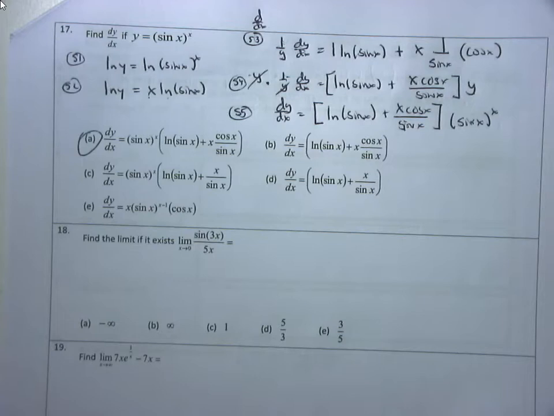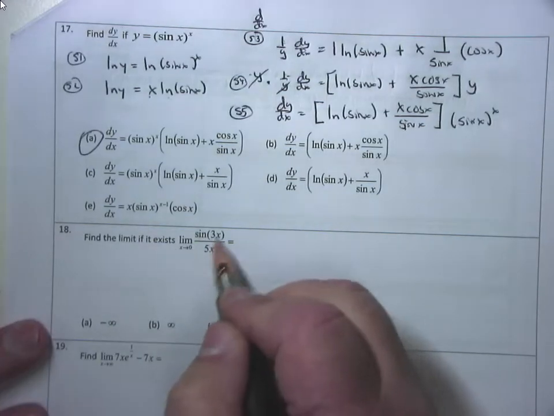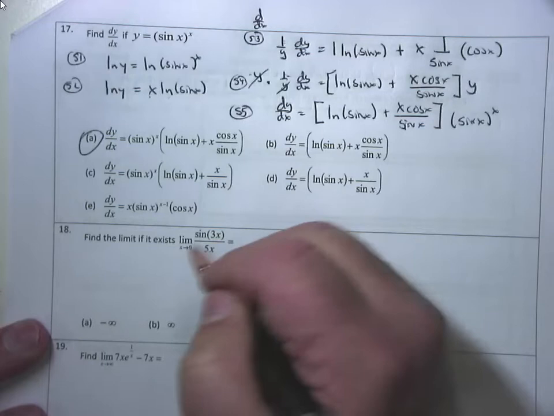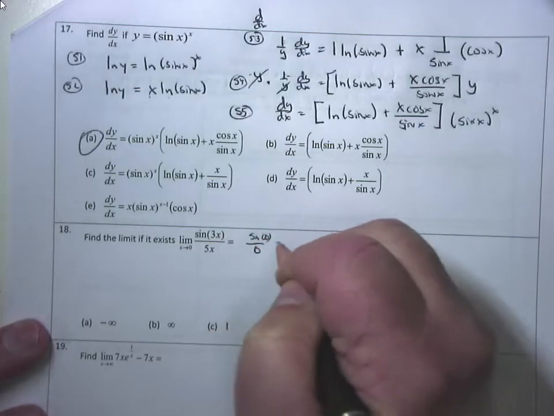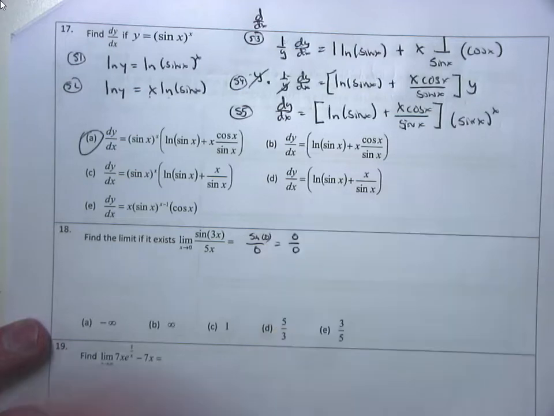All right, chapter 3.7, we got a bunch of limit problems for you guys to do. First rule of limits, plug it in. Limit as x approaches 0 of the sine of 3x over 5x. Well, plug it in. This gives me the sine of 0 over 5 times 0, which is 0, but the sine of 0 is 0, it's 0 over 0.